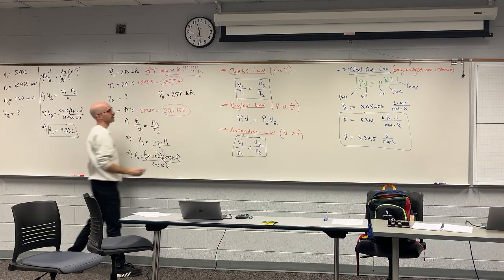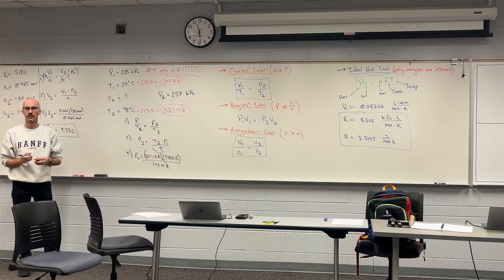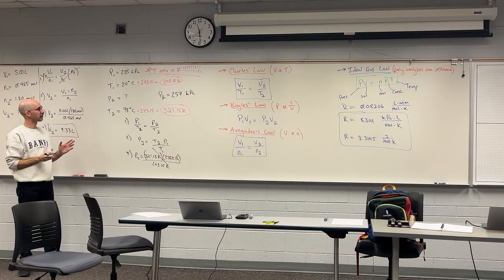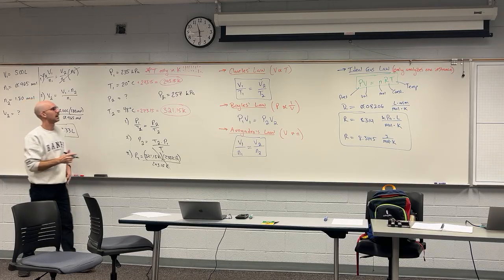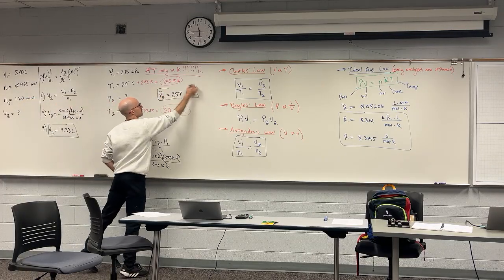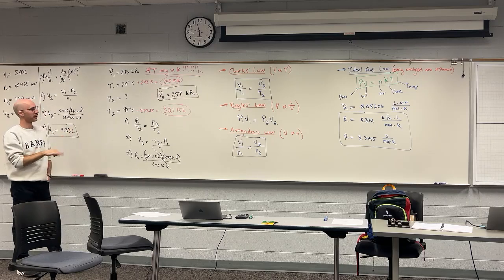And why should I round to 257? 3 sig figs throughout. Actually, maybe even less. I should have been a little bit better than that. So let's just keep it at these 3 sig figs. Let's say 20.0, 48.0.